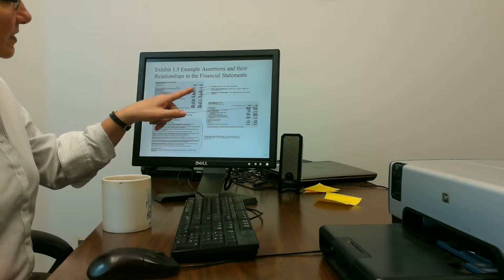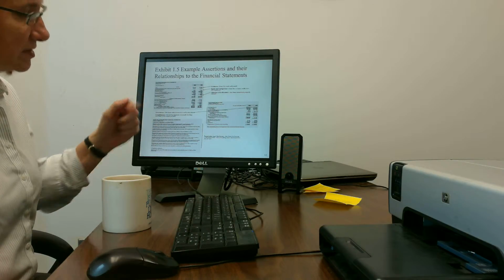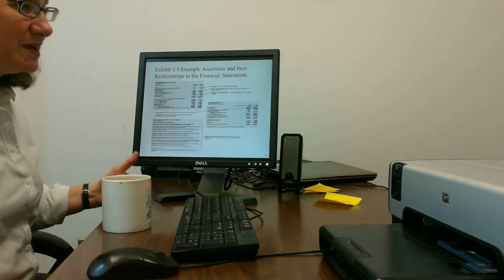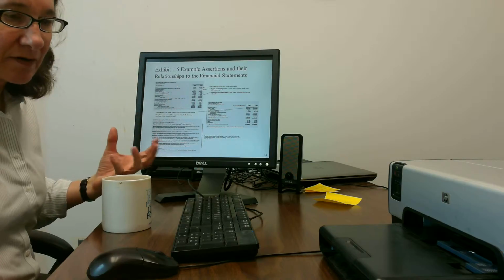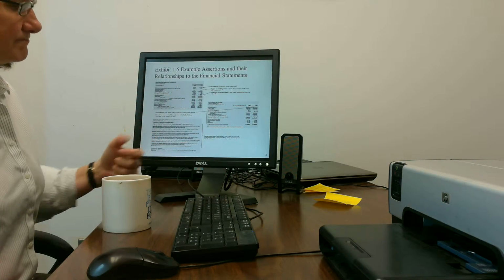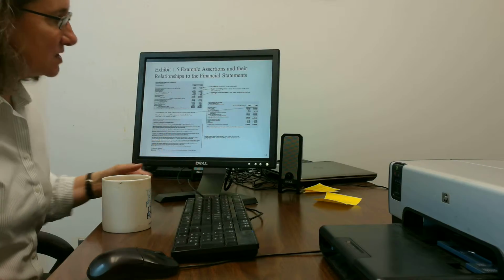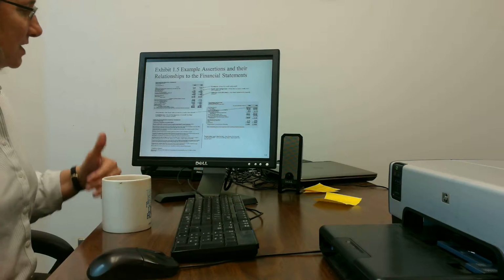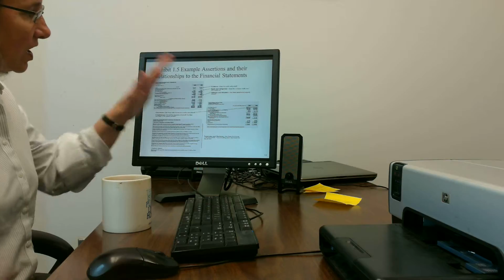So I'm going to come in here and audit this company, and I'm going to say, yeah, that number is fairly presented. But for it to be fairly presented, it doesn't just mean that number's that number, right? It means those funds exist, that the organization has the rights to those funds, that it's complete, everything that's supposed to be there is there, that it's presented as it's supposed to be presented, all those assertions.